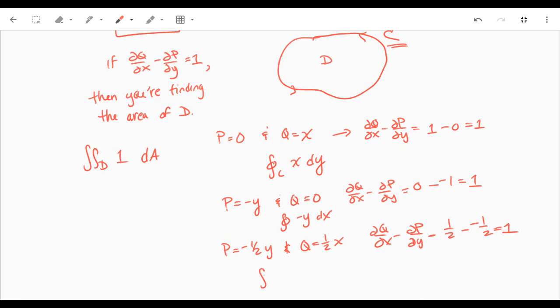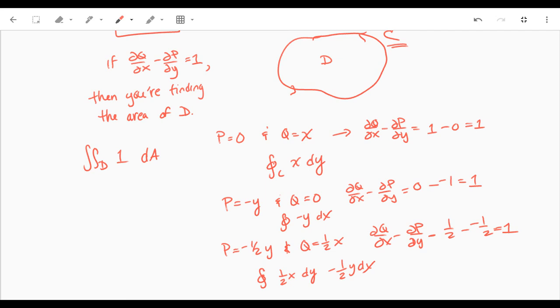And so then I would do my integral of 1/2 x dy, oh, I kind of switched them there, minus 1/2 y dx. Okay, and in some cases, maybe that's easier. All right, I'm going to show you an example that uses all of them, actually.